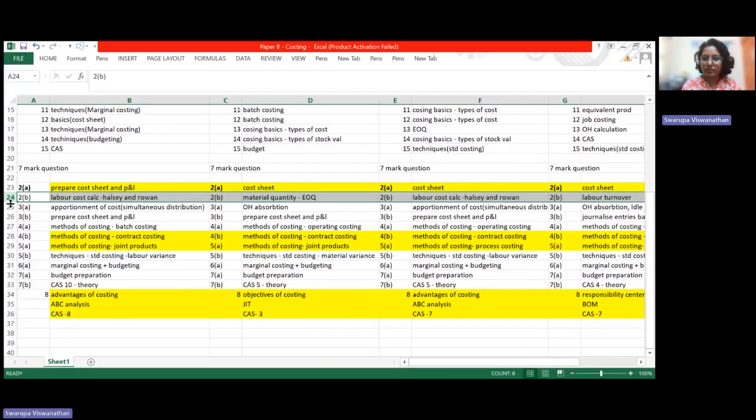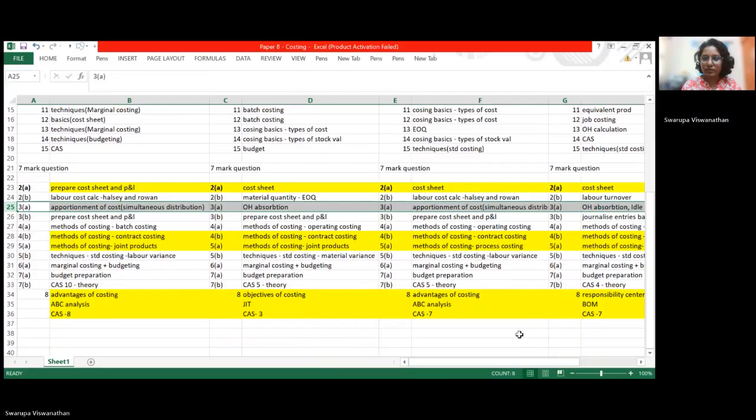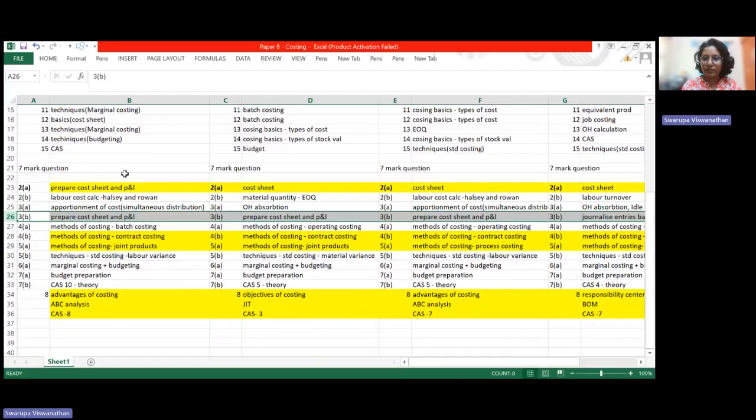Then 3A is with respect to overhead. Either it is using simultaneous distribution or other methods, how the overheads are being allocated and how they are being absorbed. 3B again goes to preparation of cost sheet, but it is more detailed compared to the 2A question.